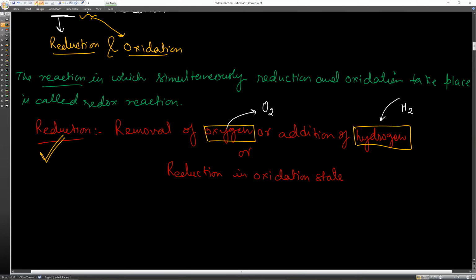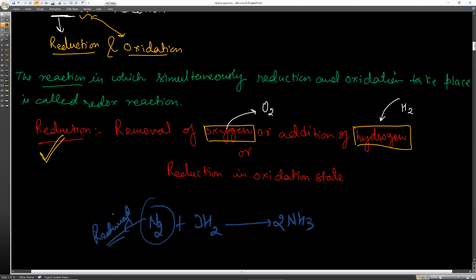For example, if you are heating NH3, it gives you N2 plus H2. Since hydrogen is being removed from nitrogen, removal of hydrogen is oxidation and addition of hydrogen is reduction. If I write it this way, N2 plus 3H2 gives 2NH3. In this, hydrogen is being added to nitrogen. So we'll say that nitrogen is being reduced. If N2 is reduced, then the other will be oxidized. If one element is reduced, the other will be oxidized.